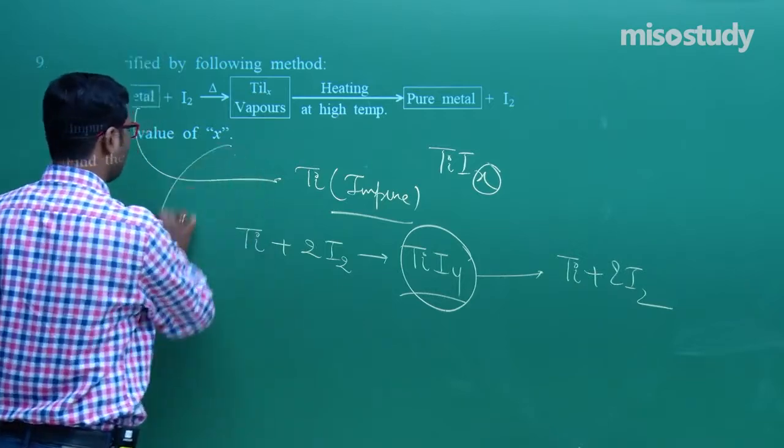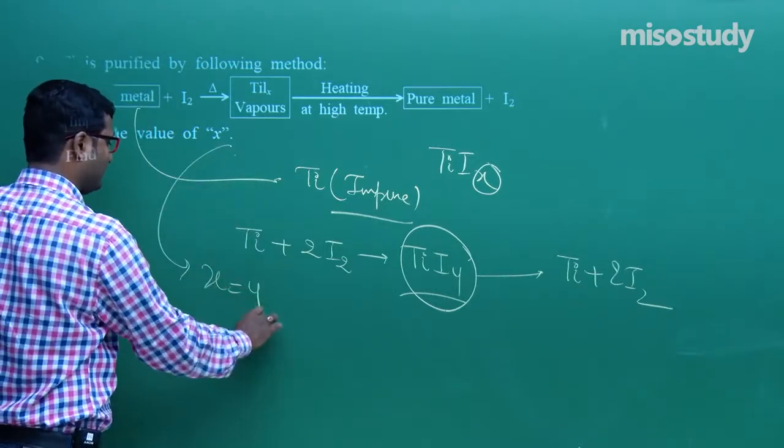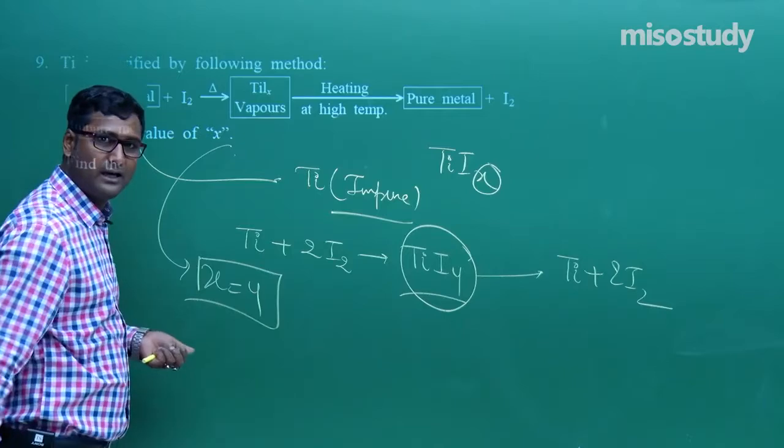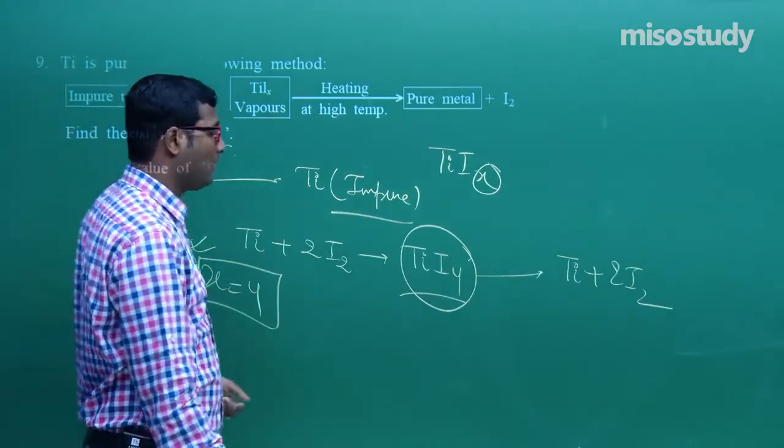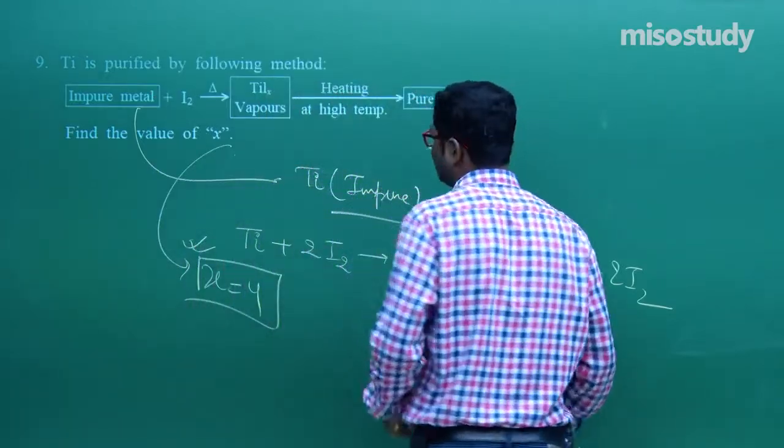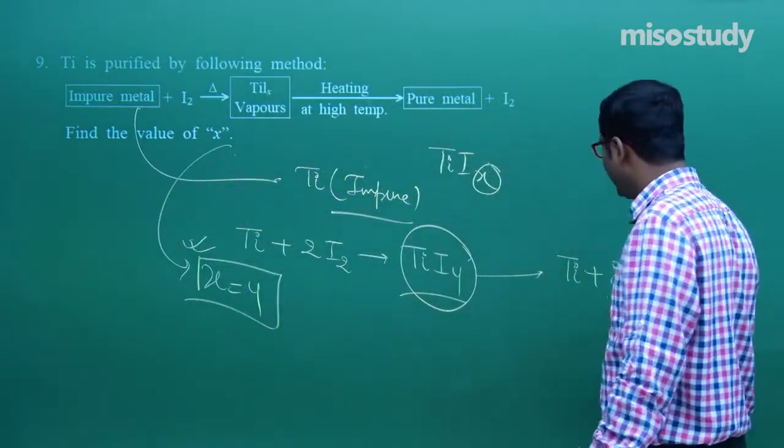What is the value of X in this case? This is an integer type question. The value of X in this case is 4. Clear to you what I'm telling? The value of X is equal to 4. Clear? This is the Van Arkel method. Now let's move to the next question.